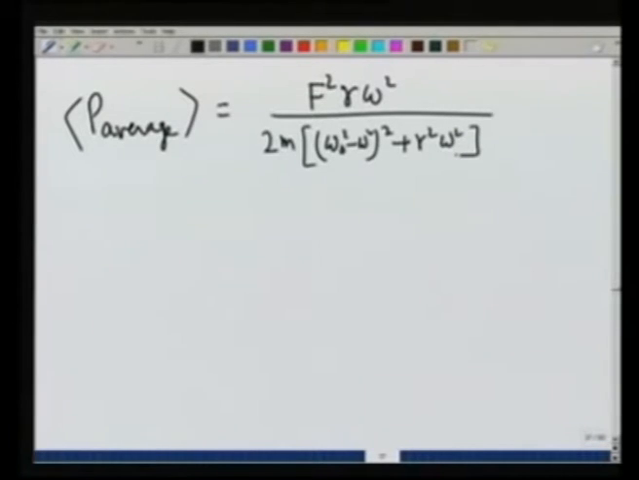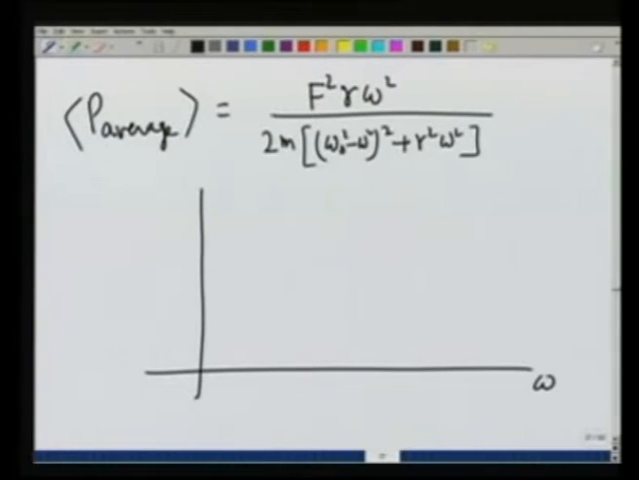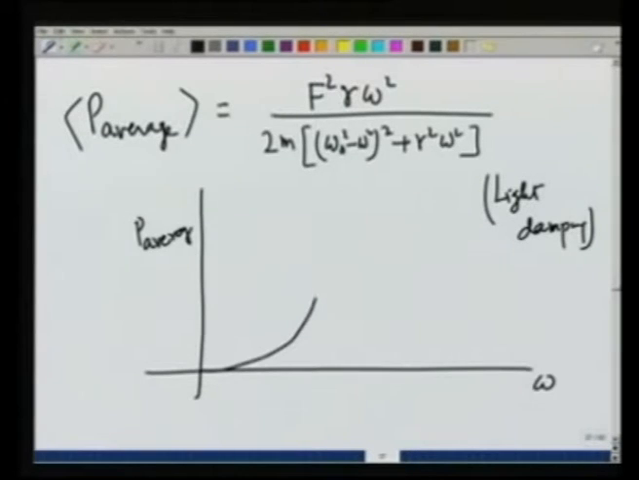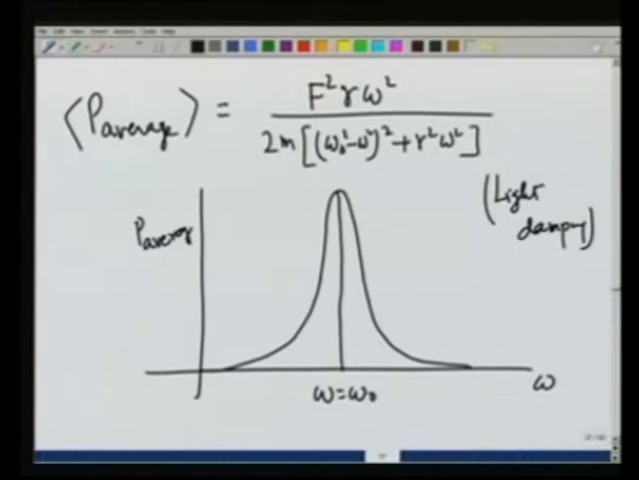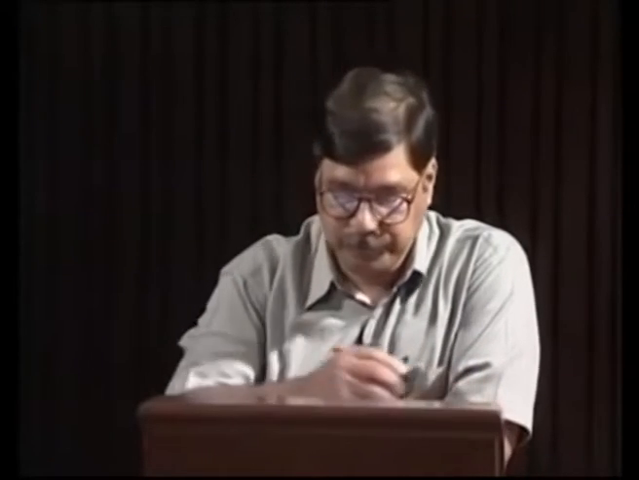Let us see how this power changes as I change the applied frequency. And again considering light damping, you will see that this looks something like this, where the maximum is obtained at omega equal to omega 0. So, you see when there is resonance, that means the amplitude is maximum, the power that I need to supply to sustain the motion, or the heat that is generated in the system due to friction, is also maximum.